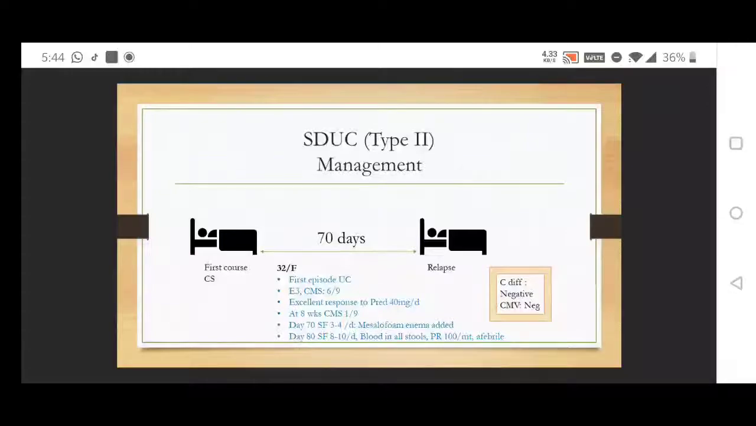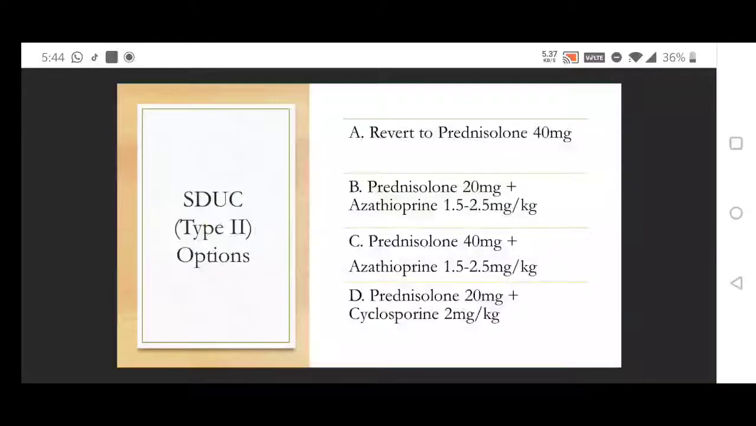She called up her physician. Mesalamine was added. And 10 days later, all hell broke loose. She's passing 8 to 10 stools per day, with blood in all stools. Her pulse rate is 100 per minute. She's afebrile, C. diff negative, CMV negative. So, what would you do?